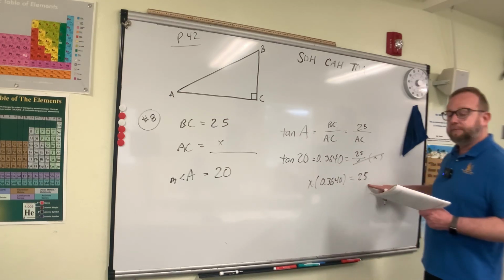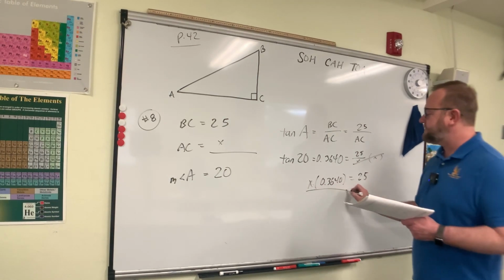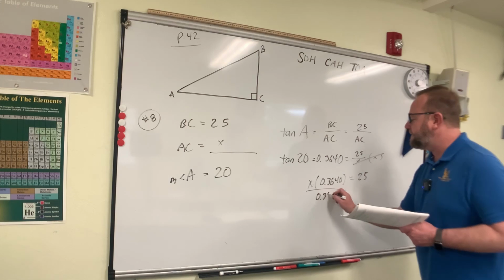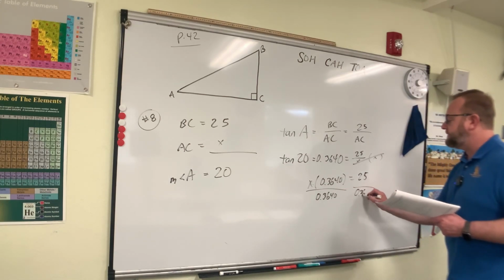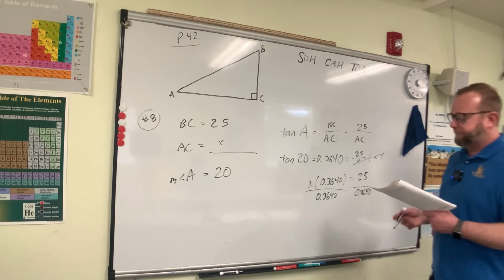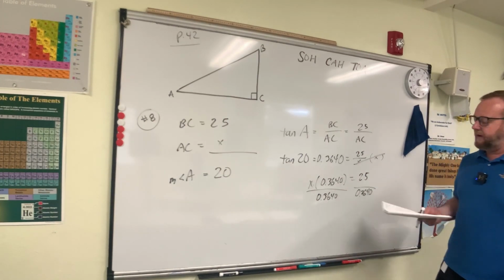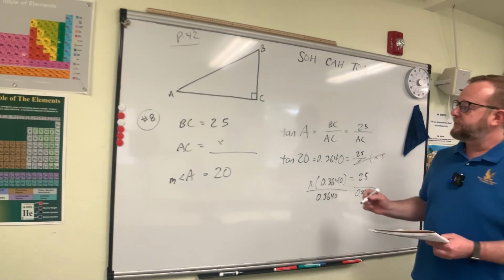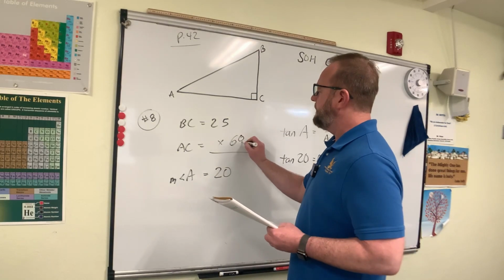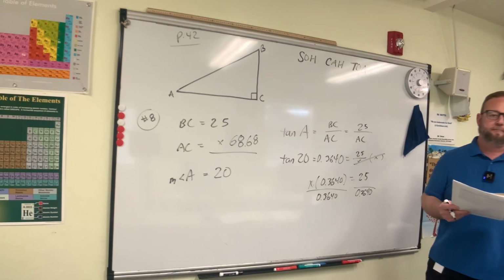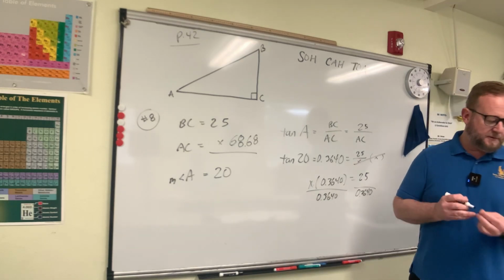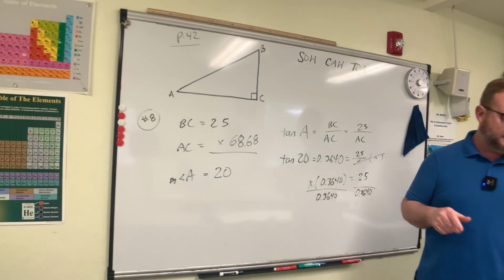Now this is simple to solve. I divide both sides by 0.3640. And what do you get when you divide 25 by that decimal? You should get 68.68. Is that what you got? So that solves number 5 and number 8 on the checkup.